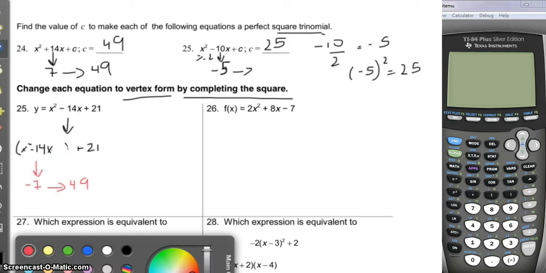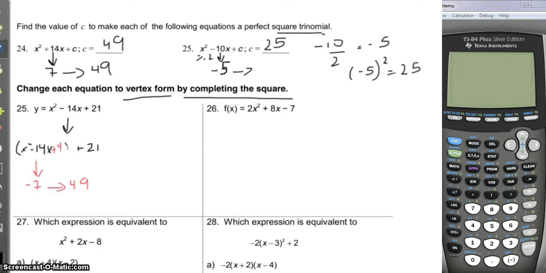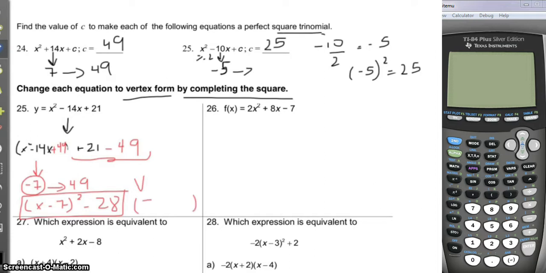So on the inside you have to add a 49, and on the outside you have to balance your equation by subtracting 49. So your vertex form is going to be x minus 7, all of it to the power 2, and then 21 minus 49 is going to be negative 28, so that is going to be your vertex form, x minus 7 squared minus 28, and your vertex in this case is going to be 7 and negative 28.